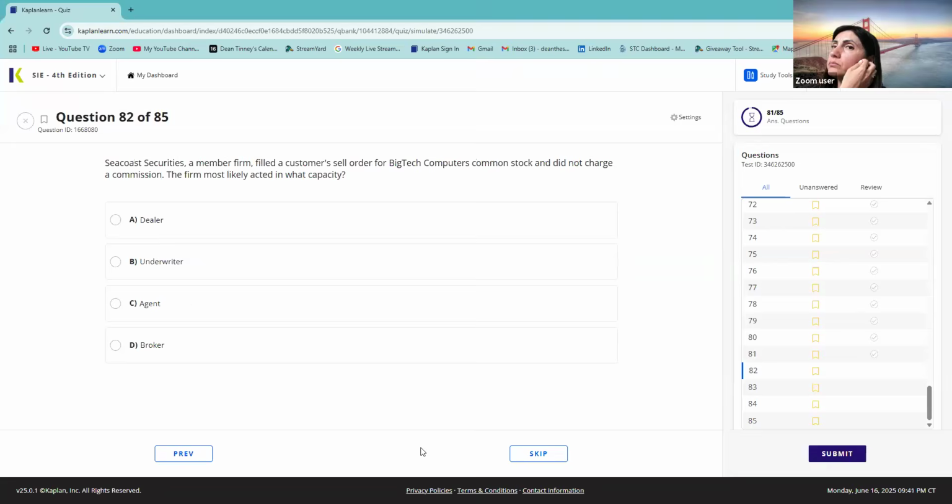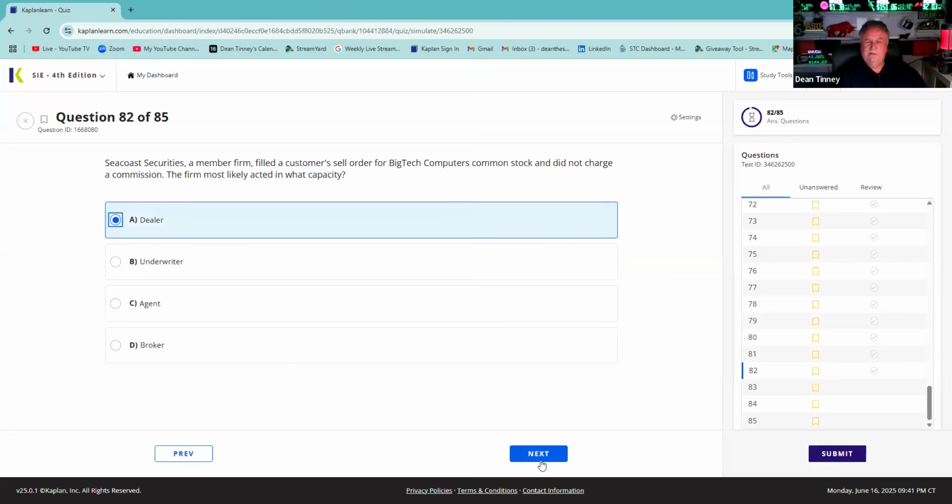Everything coming out of a distribution from a pension plan is never going to be capital gains, always ordinary income at your tax rate. Seacoast Securities, a member firm, filled a customer sell order for big tech common stock and did not charge a commission. The firm most likely acted in what capacity? As a dealer. Oh, good. You're pretty good at that stuff. You've been very consistently good at those kinds of questions.